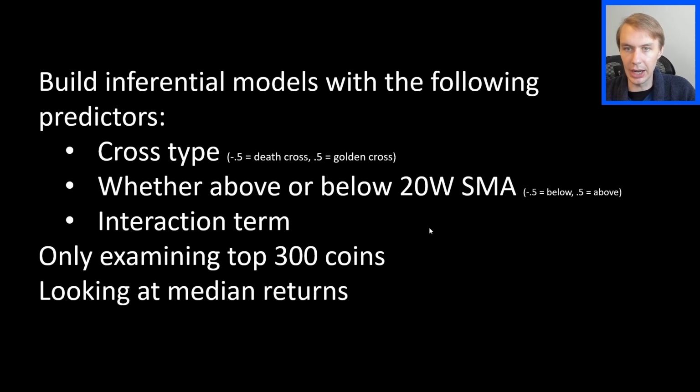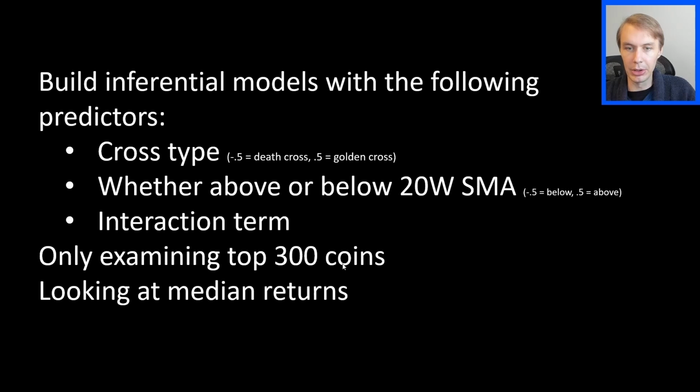So let's go ahead and break this down. I constructed a number of different inferential models where we use a few different predictors. One of the predictors of, in this case, median returns is what type of cross we observed. Was it a death cross or a golden cross, and does that matter? We're also going to talk about whether price is above or below the 20-week simple moving average to see if that matters. And then we also have this interaction term. Ignore that for now, we'll get back to what it means in a minute.